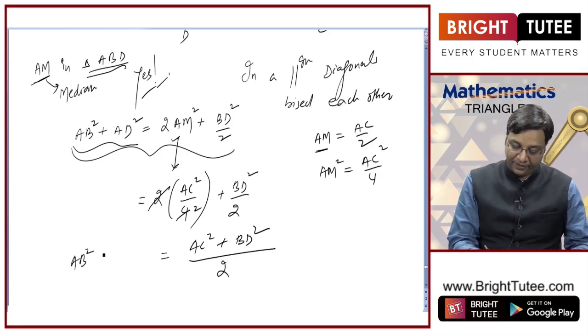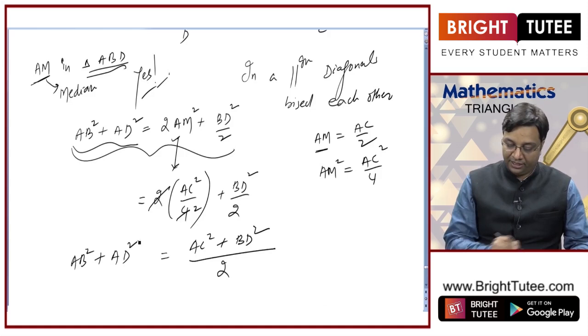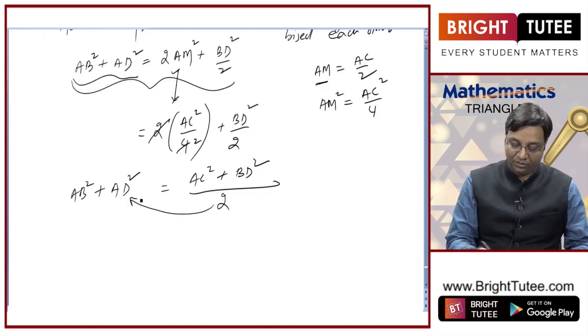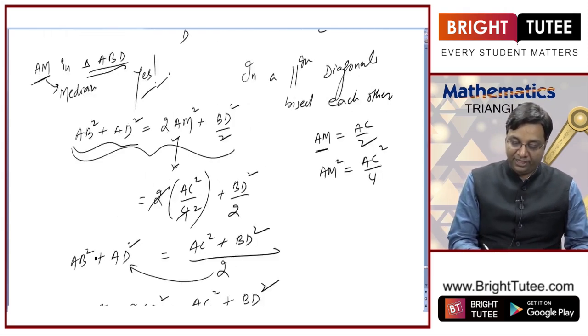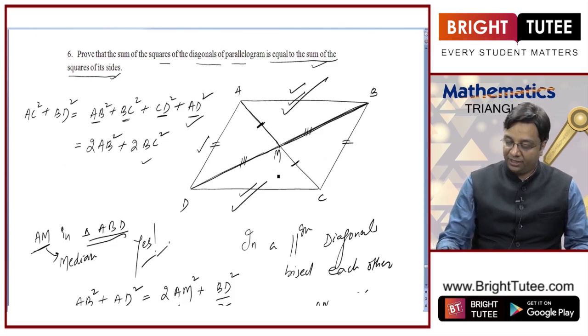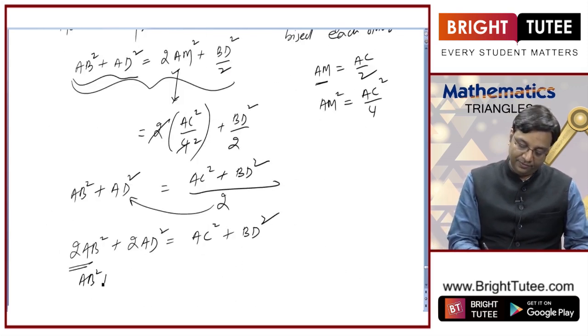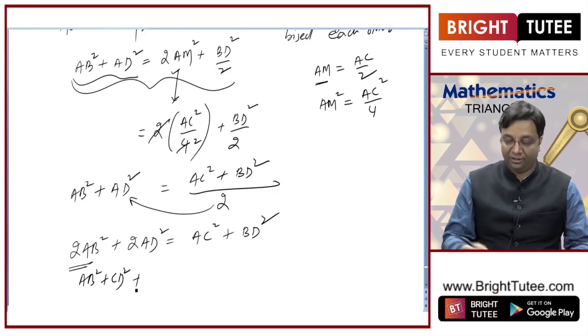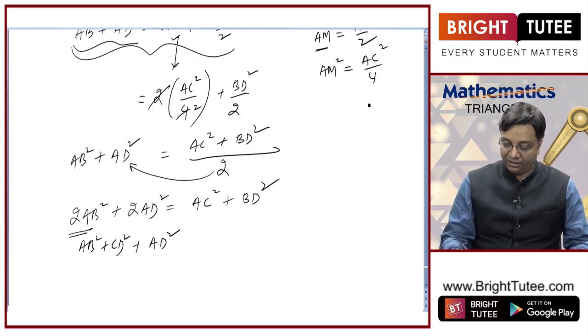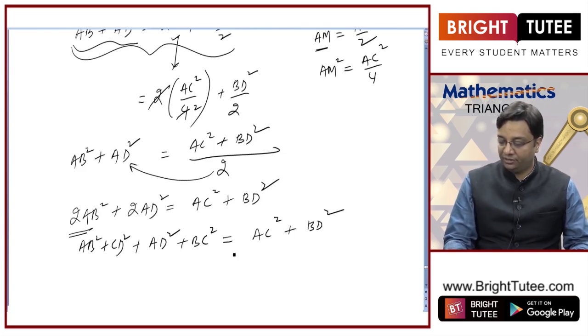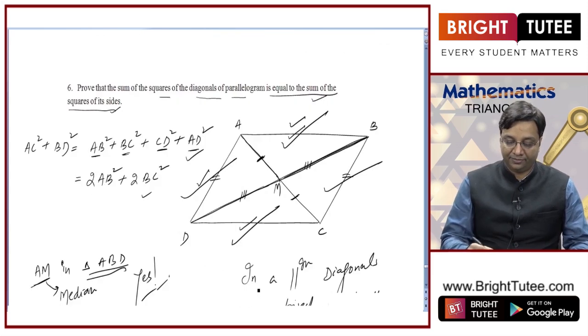Okay. And here I have AB square plus AD square. Now if I multiply this 2 on this side, twice of AB square plus twice of AD square will be equal to the sum of squares of the diagonals. Now twice of AB square can be written as AB square plus CD square, because AB and CD are equal, and twice of AD square can be written as AD square plus BC square, because AD and BC are equal, and it is equal to AC square plus BD square. This is the desired result.